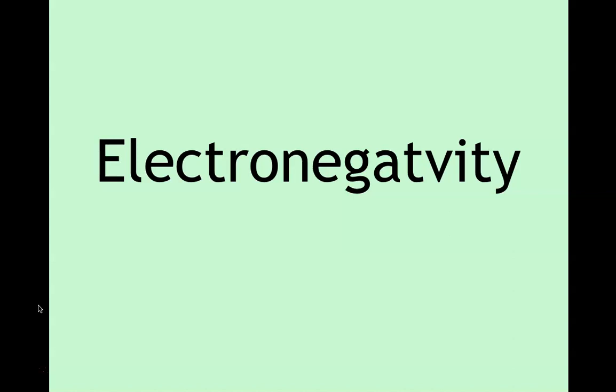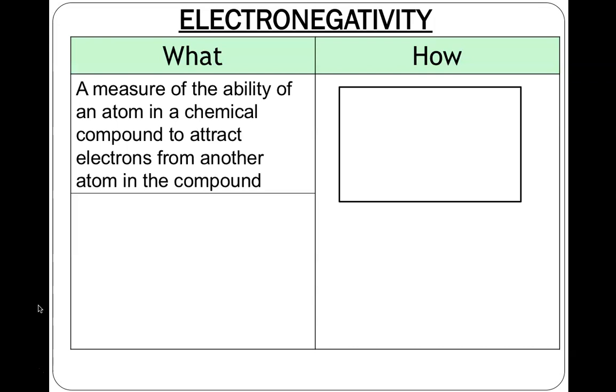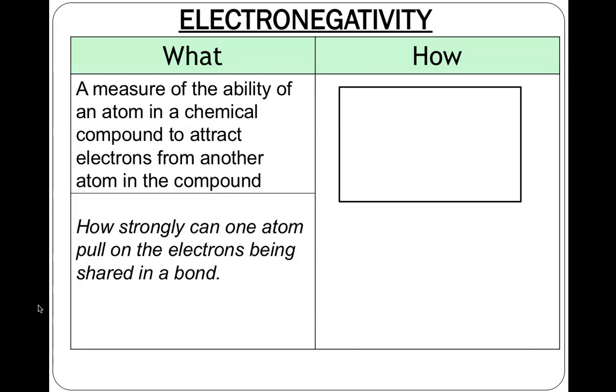All right, the next trend is called electronegativity. So, electronegativity, what is it? A measure of the ability of an atom in a chemical compound to attract electrons from another atom in a chemical compound. So, ultimately, we're looking at a bond. The ability to attract electrons within a bond. Ultimately, how strongly can one atom pull on the electrons being shared in a bond? Another way of proposing it.